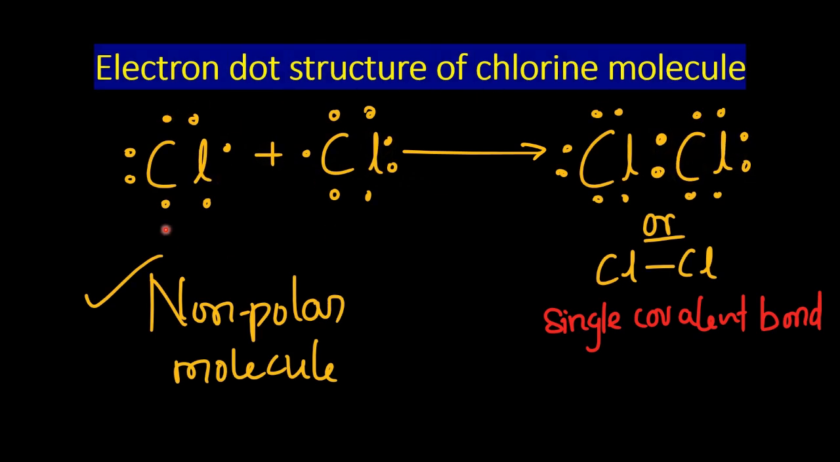Electron dot of chlorine molecule. Chlorine has 7 electrons, and both will share one pair of electrons. Whatever is left here, you call these lone pairs of electrons, which are not shared between the atoms. So there are a total of 1, 2, 3, 4, 5, 6 lone pairs. Okay, and it is a single covalent bond, so it is a non-polar molecule.